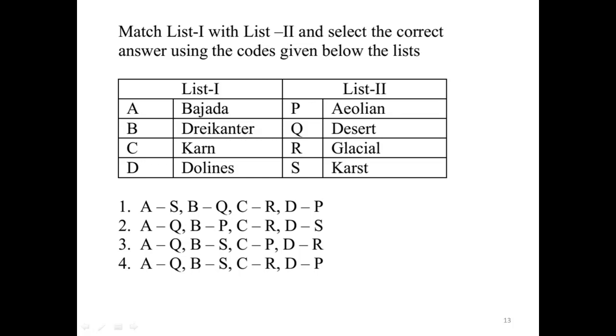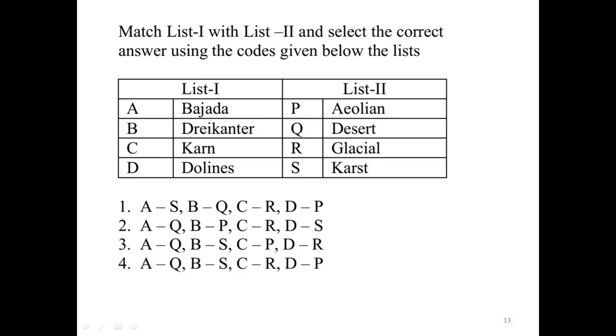Bajada is a kind of compound alluvial fan, or a Piedmont alluvial fan, which is commonly formed under arid or semi-arid conditions. And when several alluvial fans coalesce together, they make up the Bajada.